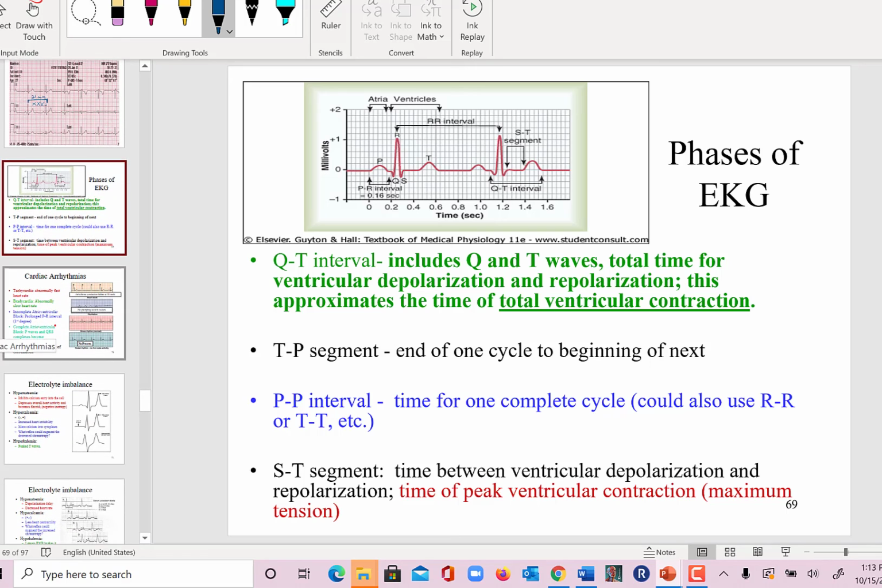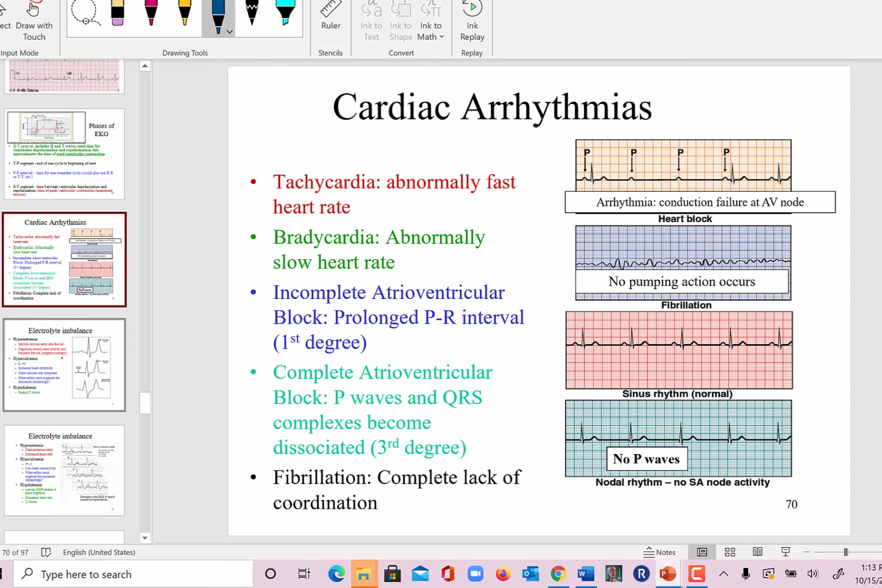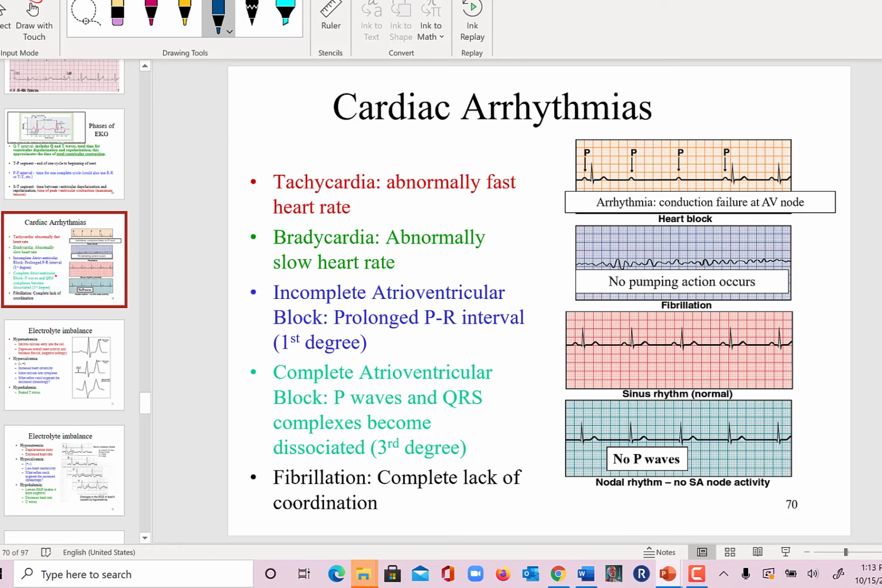Another matching section you should be ready for is matching cardiac arrhythmias and electrolyte imbalances. We will take the descriptions straight from these following slides. Tachycardia is an abnormally fast resting heart rate, usually described as more than 100 beats per minute at rest. Bradycardia is an abnormally slow resting heart rate, less than 60 beats per minute.